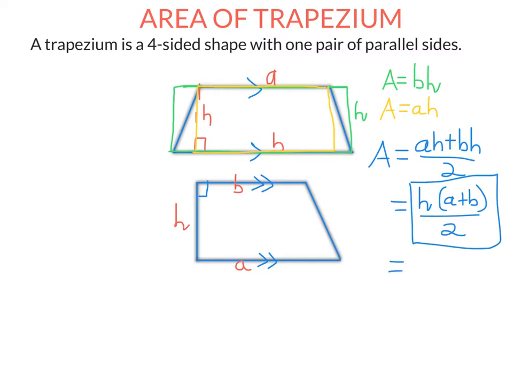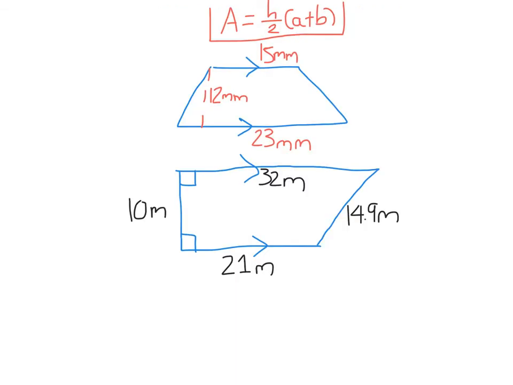So you might see this written a number of ways. You can write it like this, it's exactly the same, or you can write it like this. Okay, whichever one you want to use is fine. But this is how we're going to find the area of a trapezium. So let's look at some examples. So we will calculate the area of these two trapeziums using this formula up here.